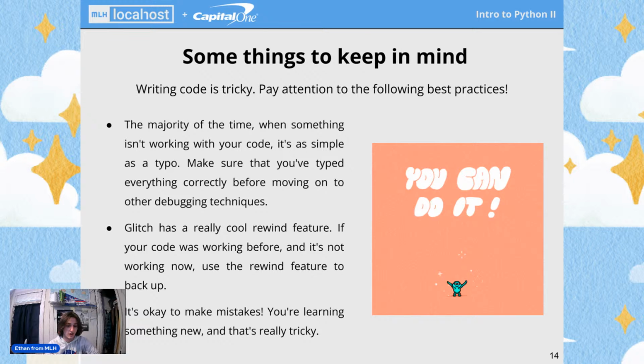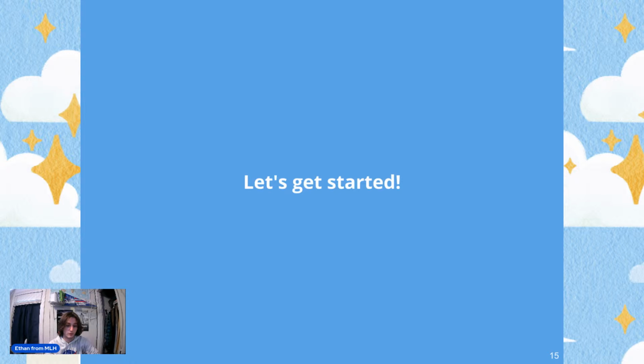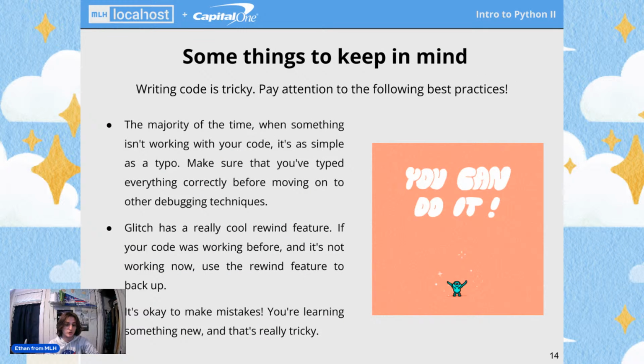Essentially, the majority of the time when something isn't working with your code, it's as simple as a typo. Make sure that you've typed everything correctly before moving on to other debugging techniques. This is super important because I've been there. I'm sure a lot of other people have been there, where you've just spent hours trying to debug your code and it's due to an extra slash or an extra semicolon or something, and it was only that simple fix that was making everything not work.